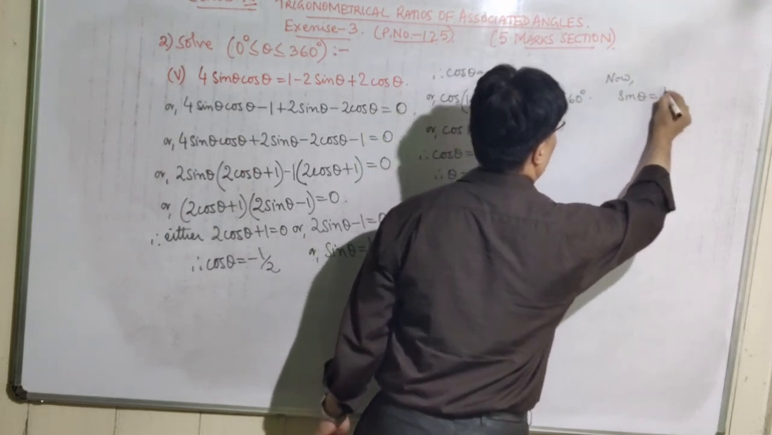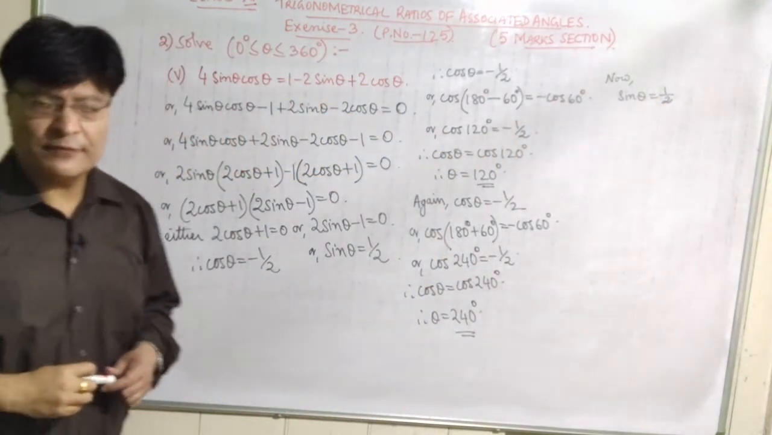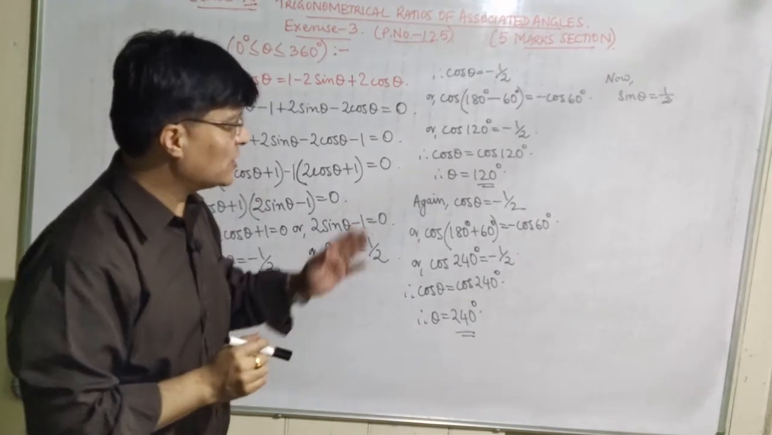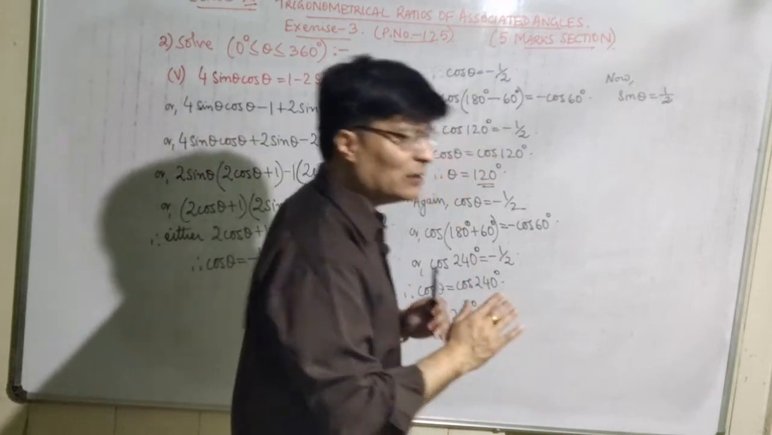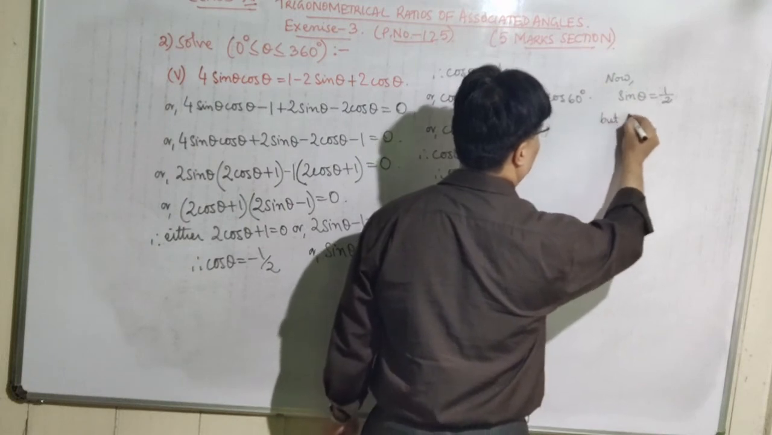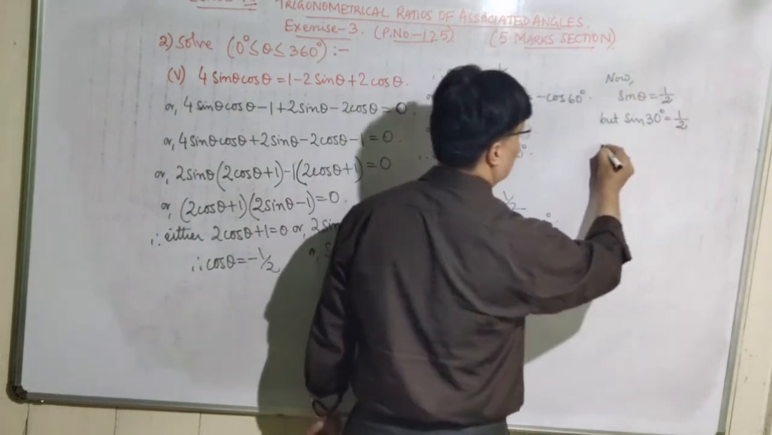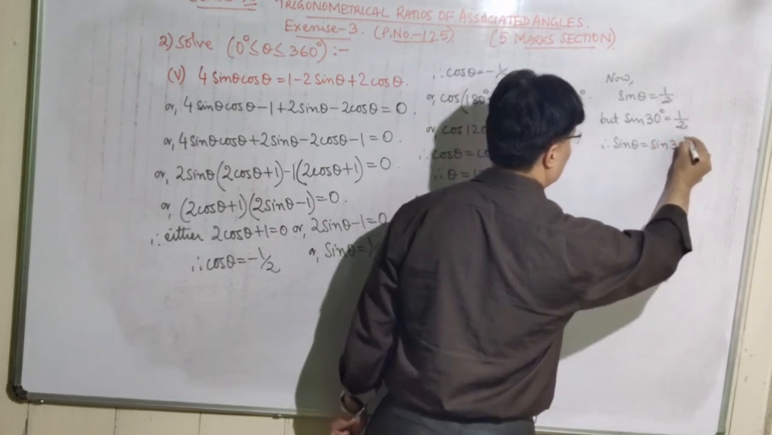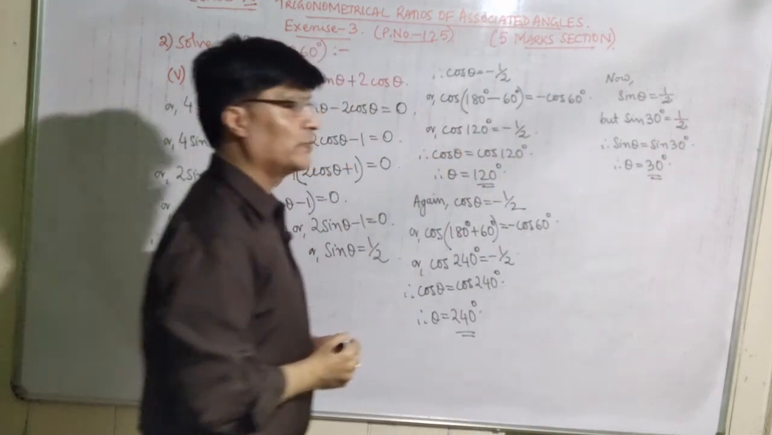Sin theta is equal to half. So it is positive. So sin theta is positive in the first quadrant and in the second quadrant. So you have to find out the value for theta in the first quadrant and in the second quadrant only. Okay? But sine of which angle in the first quadrant is half? Sine 30 degree, isn't it? Sine 30 degree is equal to half. So you can equate sin theta is equal to sin 30 degree. So theta is equal to 30 degree. Is that clear?